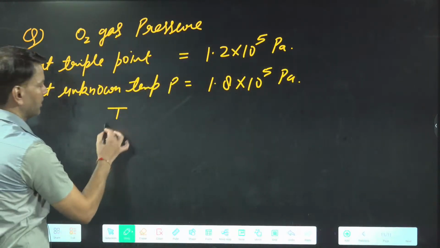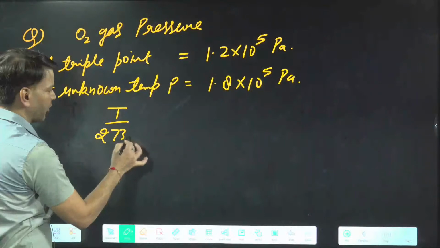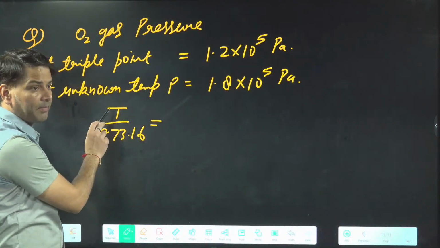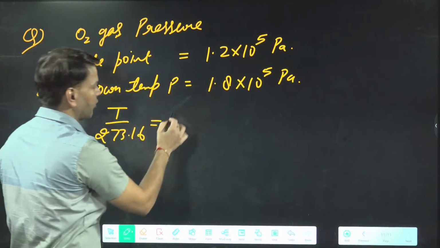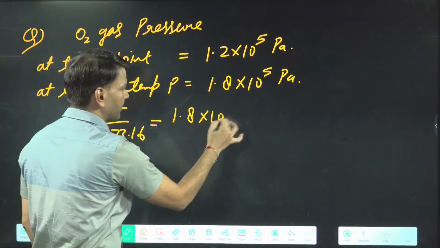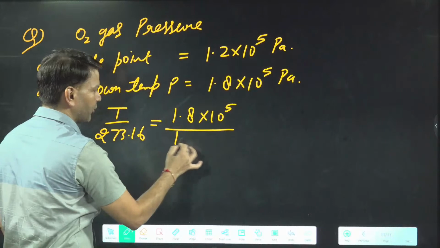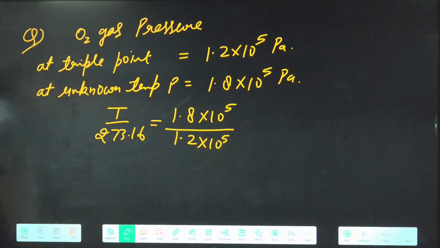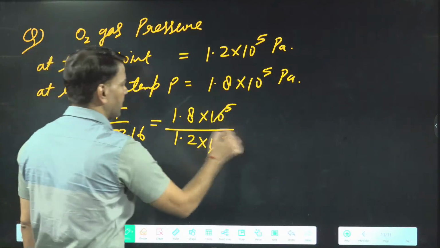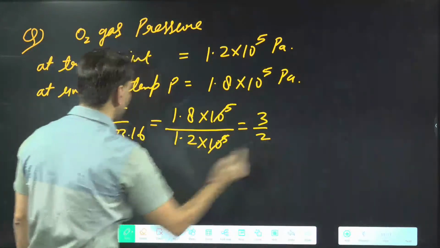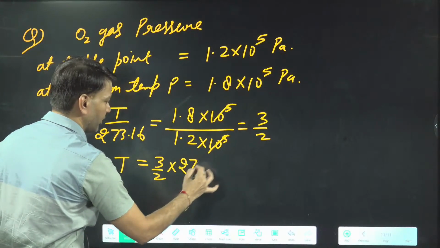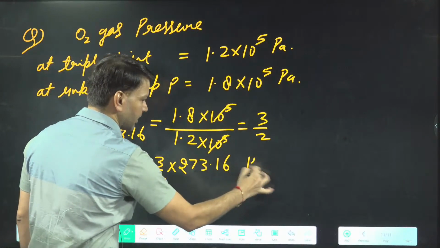T upon TTR, which is 273.16, is equal to the thermometric property at temperature T, T is the unknown temperature, that is 1.8 into 10 to the power 5 upon 1.2 into 10 to the power 5. This and this cancel out, you get 3 by 2. Now T you will get as 3 by 2 into 273.16. Answer you will get in Kelvin.